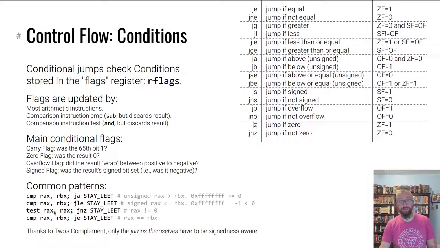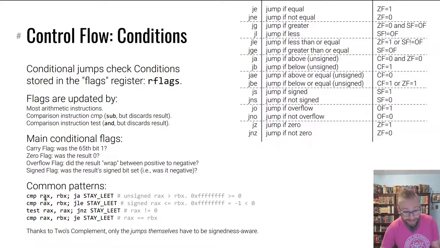Test is good for testing for zero. So this tests RAX, it ANDs it against itself. If the result is zero, it'll jump. Or if the result is not zero, it'll jump, works too. This compares RAX against RBX and does a jump if above. That means it's an unsigned comparison.